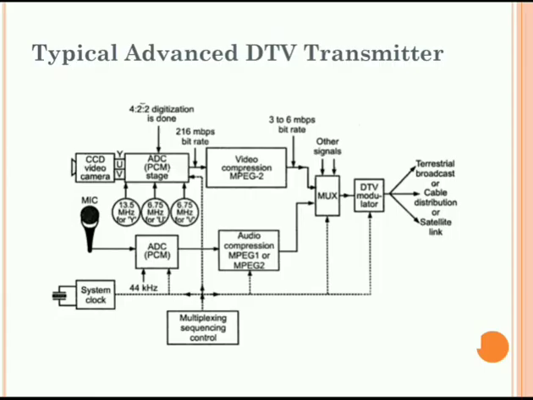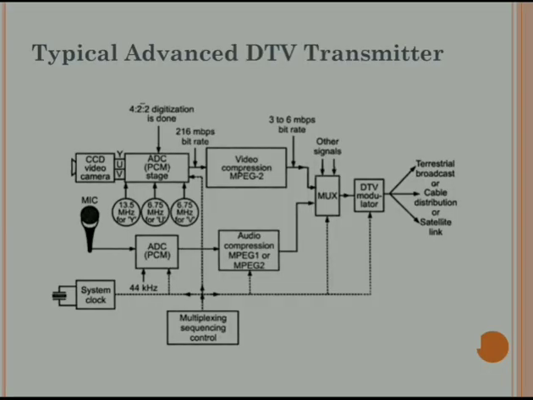Thus, we can say that the component encoded advanced DTV transmission and reception overcomes all the problems of composite DTV and MAC DTV technology. This is all about a typical advanced DTV transmitter. We have seen the component encoded DTV transmitter. Now we will see the typical advanced DTV receiver, that is, the component encoding technique for the DTV receiver in detail.